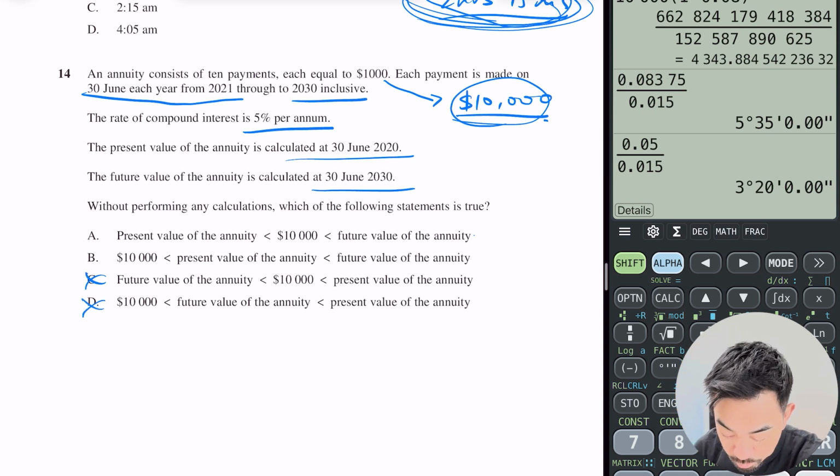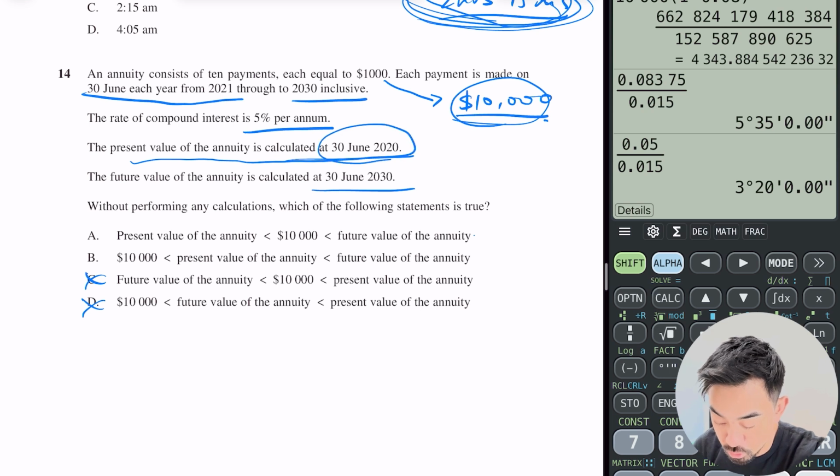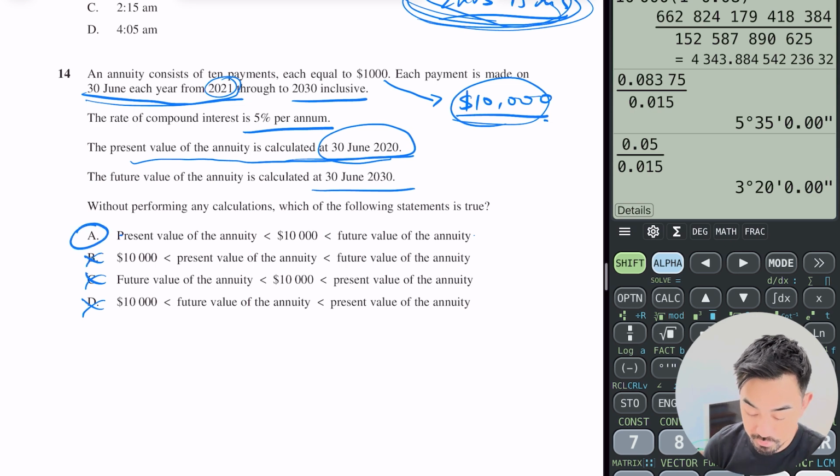Okay, well, what does it say here? The present value of the annuity is calculated 30th of June 2020. But money is not actually put in until 2021. So the present value of 2020 is 0 because there's no money in the actual fund yet. So it has to be A.